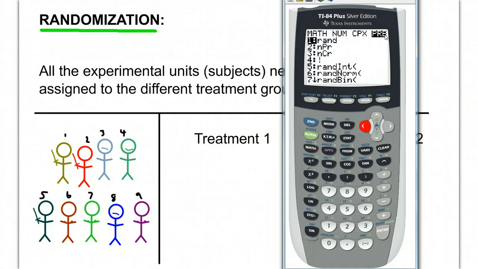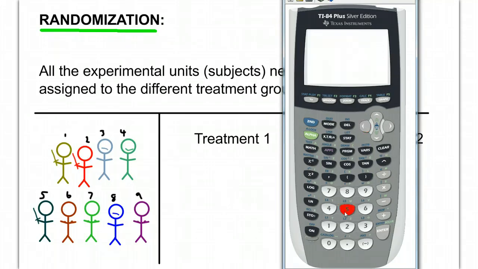If we go to math, we go to the PRB area, and we go down to randint, the 5th one down. Then we just need to type in 1, because that's our first number we want to generate. Our lowest number is 1, comma 9, because 9 is the highest number we want to generate. So we want to randomly pick numbers between 1 and 9.